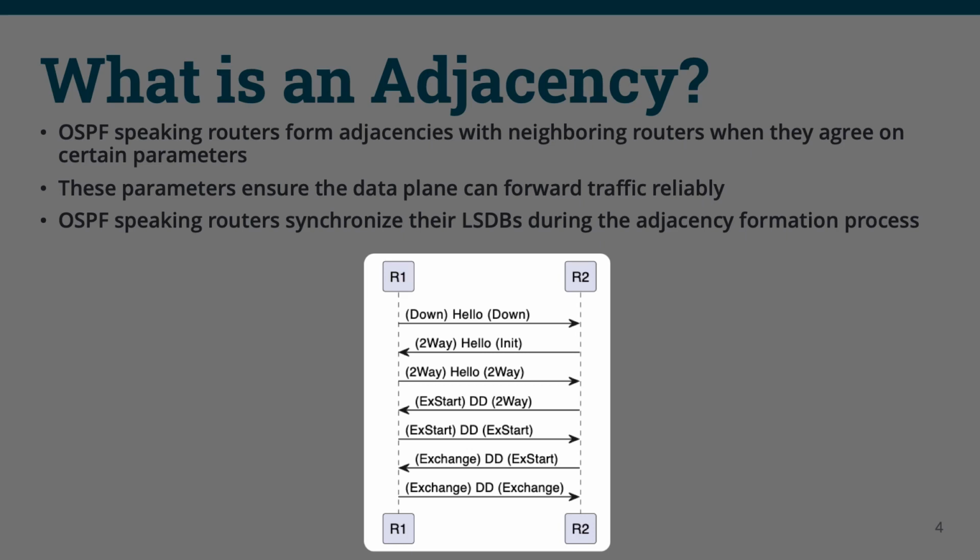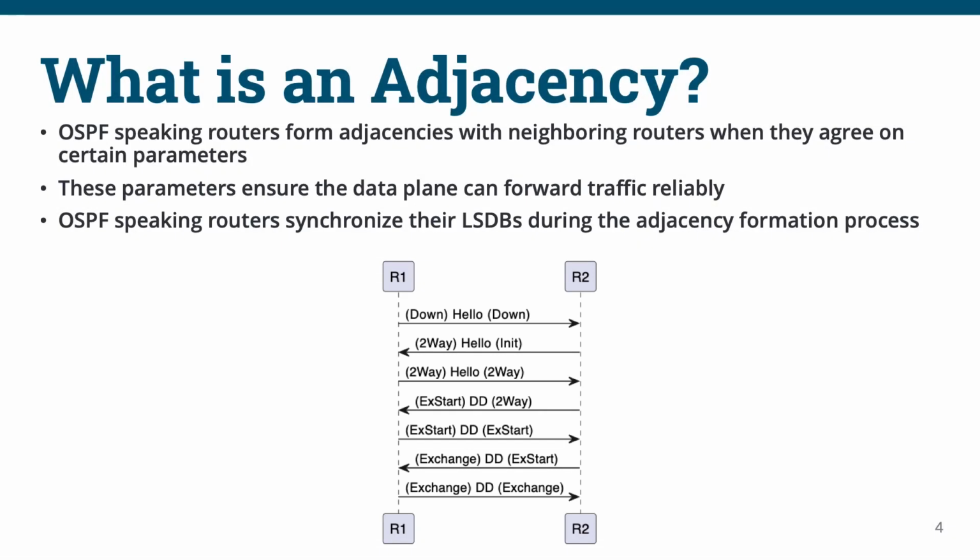The exchange state is when the full database description is exchanged between the two routers. Once the exchange of database descriptions is complete, then the routers proceed to send one another LSRs and LSUs to shore up one another's LSDBs. This is the loading state. Once the exchange of LSRs and LSUs is complete, the neighbor relationships are in the full state.